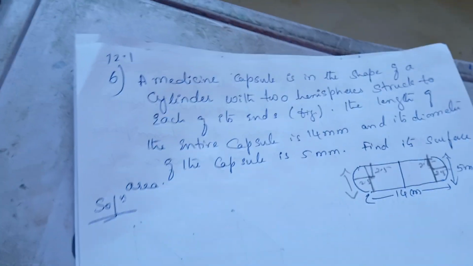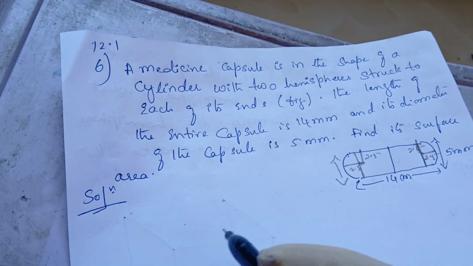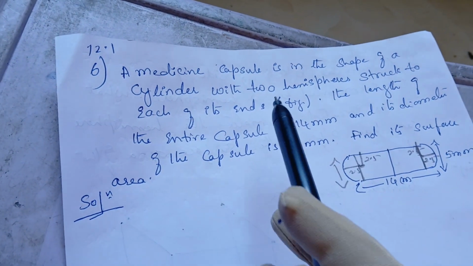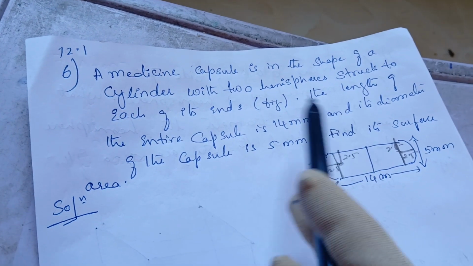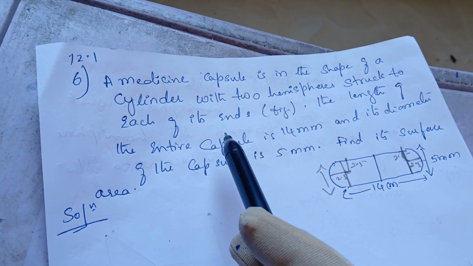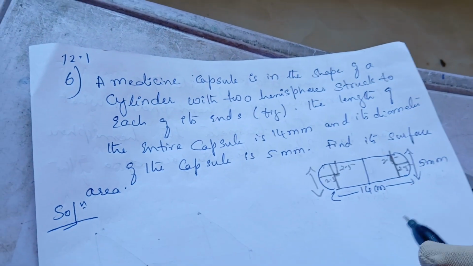So we are solving today the sixth problem of exercise 12.1, that is surface area and volume. Here the problem is: a medicine capsule is in the shape of a cylinder with two hemispheres stuck to each end of its ends. Have you seen the capsule?